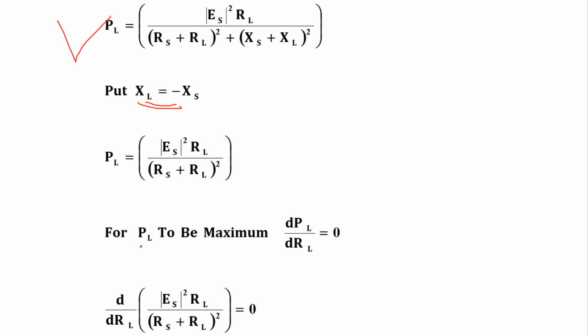Now for PL to be maximum, we can say that dPL upon dRL should be equal to 0. So d by dRL of PL, where PL is equal to ES square into RL divided by (RS plus RL) whole square, is equal to 0.